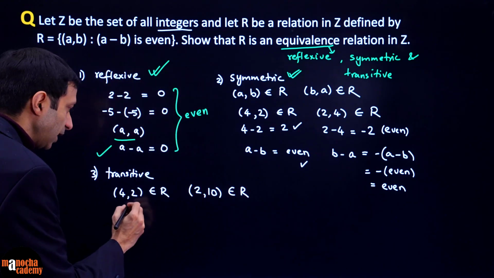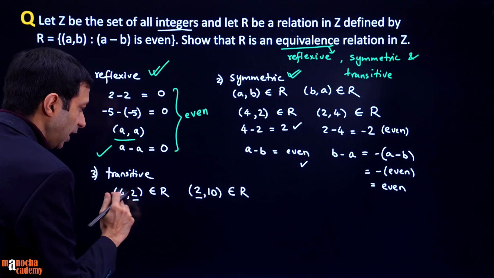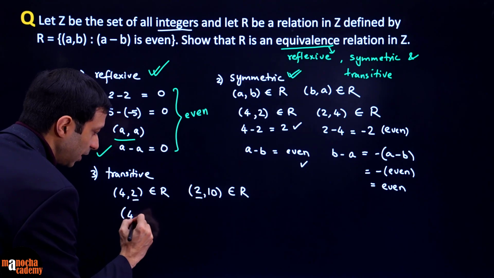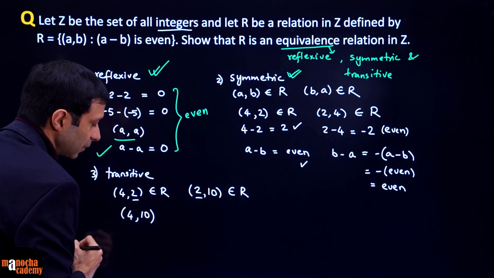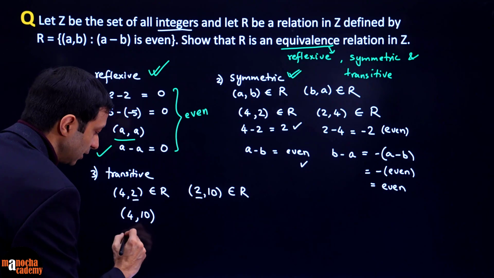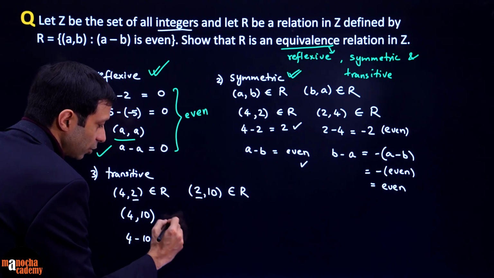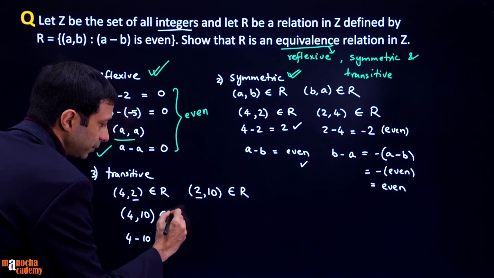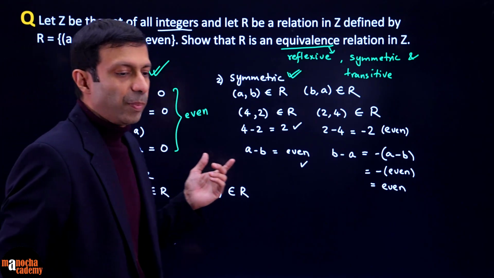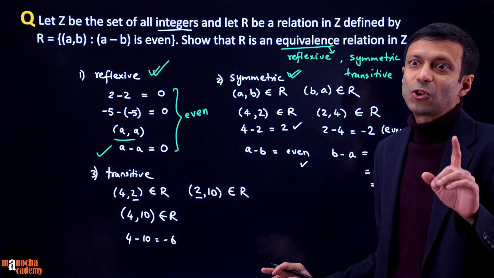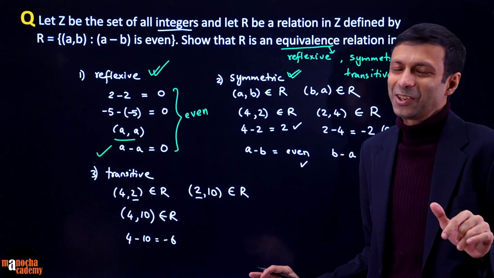Now you need to check, see, this A comma B, B comma C, is A comma C belonging to the relation? Does 4 comma 10 belong to the relation? Check. Is 4 comma 10 part of the relation? Yes, because 4 minus 10 is minus 6, that is also even. So see, this belongs to the relation. So whenever you take these kind of pairs, you will always see that the final difference of A comma C will also turn out to be even, hence belonging to the relation.